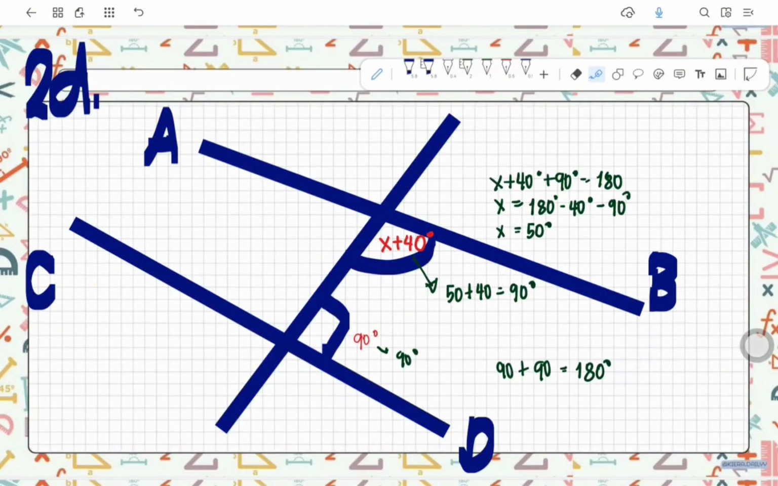Okay, so that's how we check if the two lines are parallel to each other or not, and also how to check the value of x so that our two lines are parallel to each other.